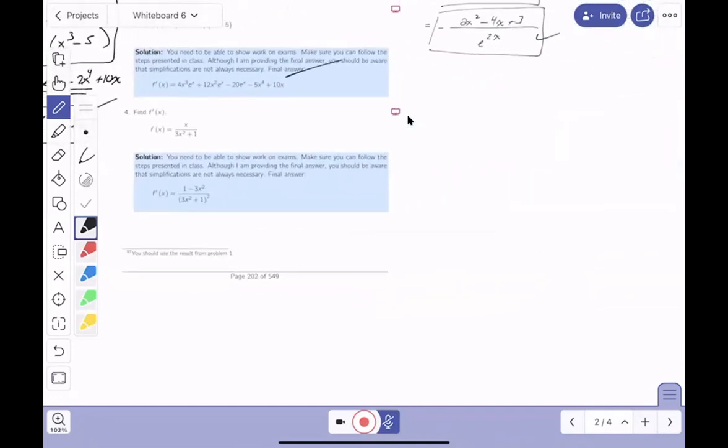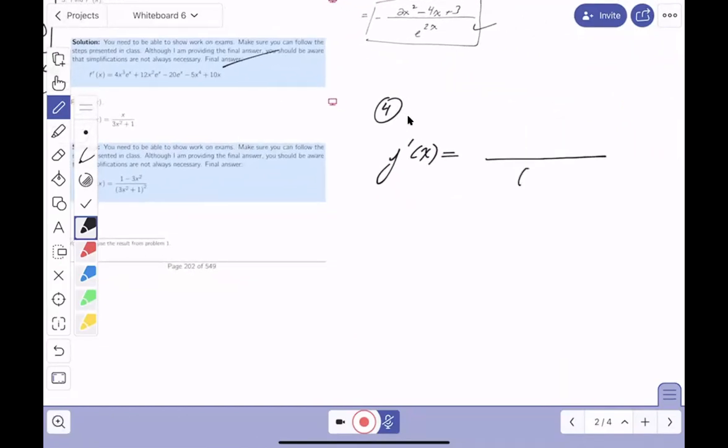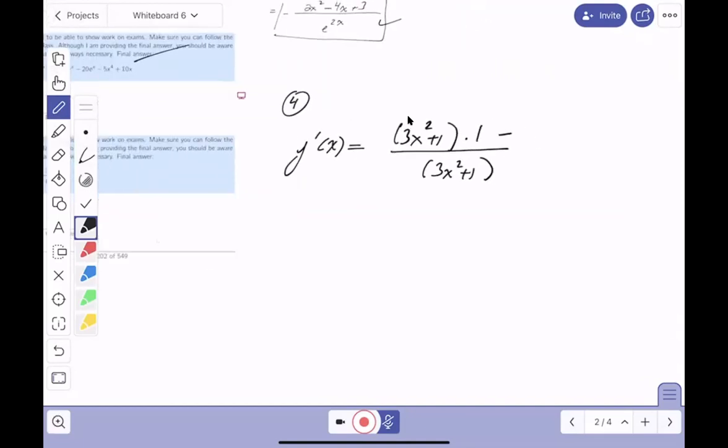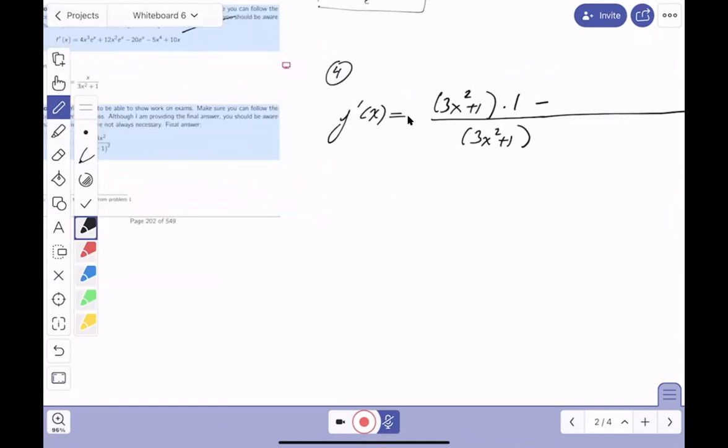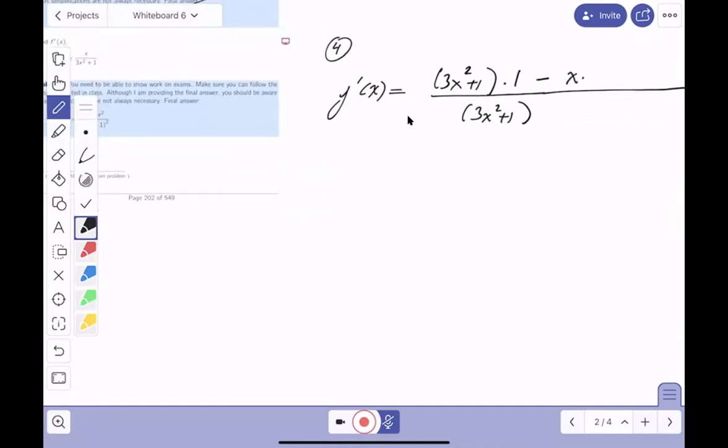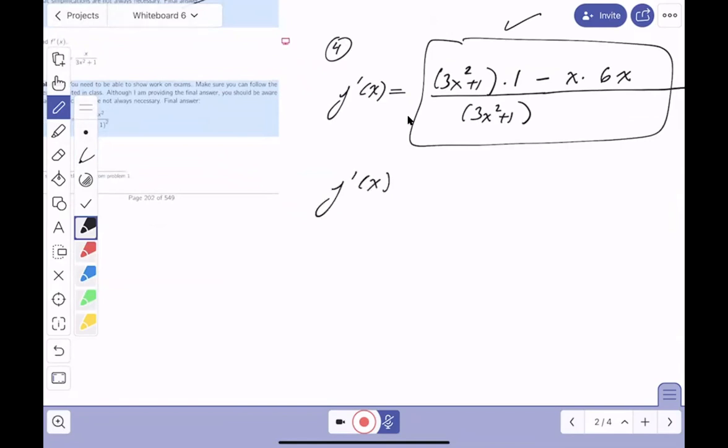And number 4, I would use quotient rule. So f prime equals, and again, I'm going to do this in order. I'm going to square the bottom first. Bring the bottom to the top, times the derivative of the top, which is 1, minus, again, the top, which is x, times the derivative of the bottom, which is 6x. I will accept this on the exam as the correct answer. I do want to simplify it though. And then we'll look at the key.